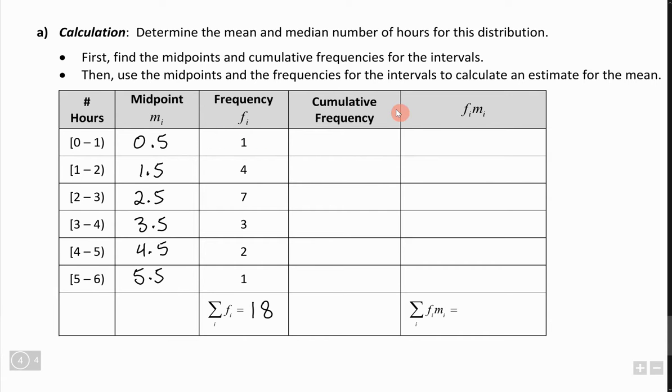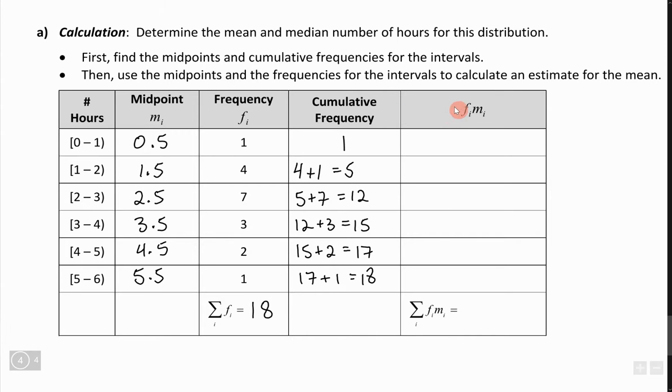So we have one person here. For the next row, we're going to just keep adding the frequencies together. So 4 plus 1 is 5. 5 plus the next number here, 7, is 12. Bring down the 12. 12 plus 3 is 15. And bring down the 15, add the 2, we get 17. And then we bring down the 17, we add 1. We get the 18 children who were surveyed.